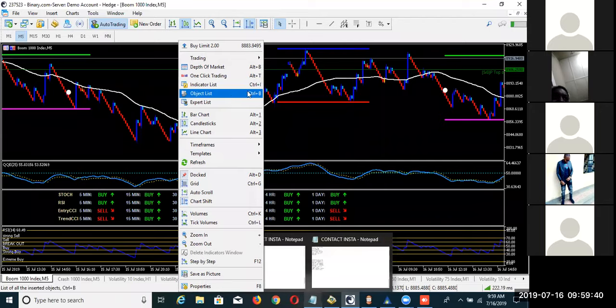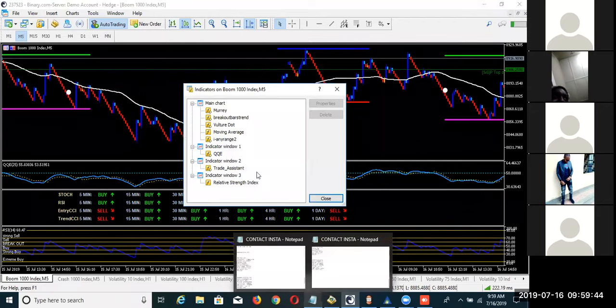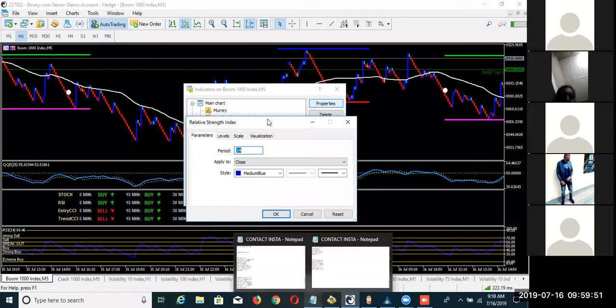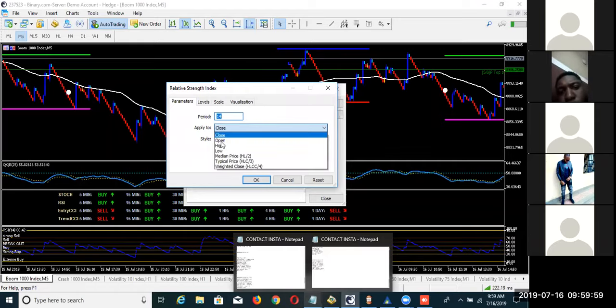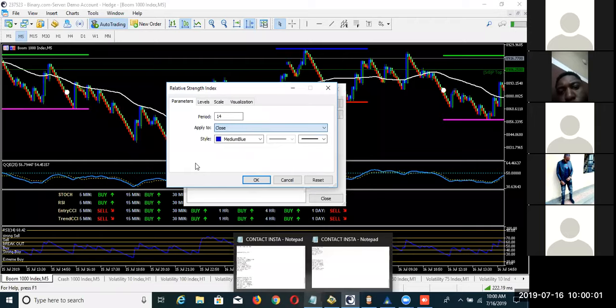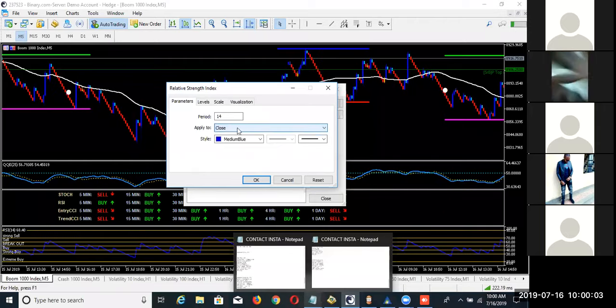Relative Strength Index, you put your RSI on period 14. Watch the settings, you can screenshot it. Your RSI has to be on period 14, and it has to be applied to close. The applied to should not be open, not high. It's going to be close. Apply to close.